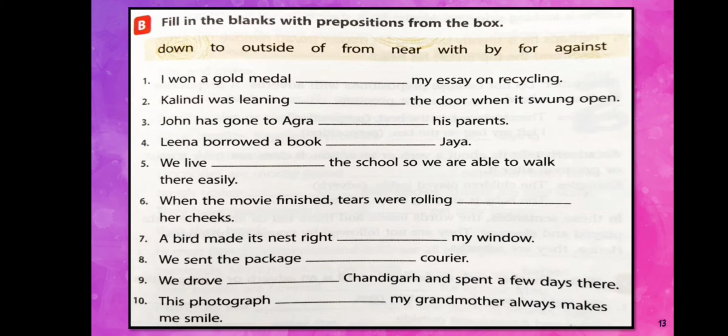Now let's do the second one. Kalindi was leaning dash the door when it swung open. Kalindi was leaning against the door when it swung open. The answer is leaning against. When you say leaning against the wall, leaning against the door, we use the word against. John has gone to Agra dash his parents. John has gone to Agra with his parents.